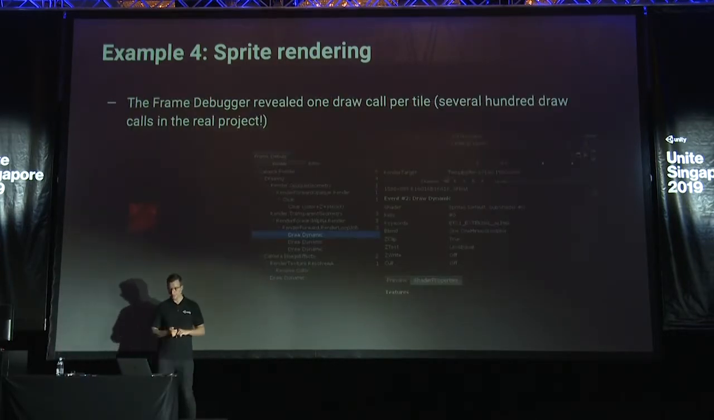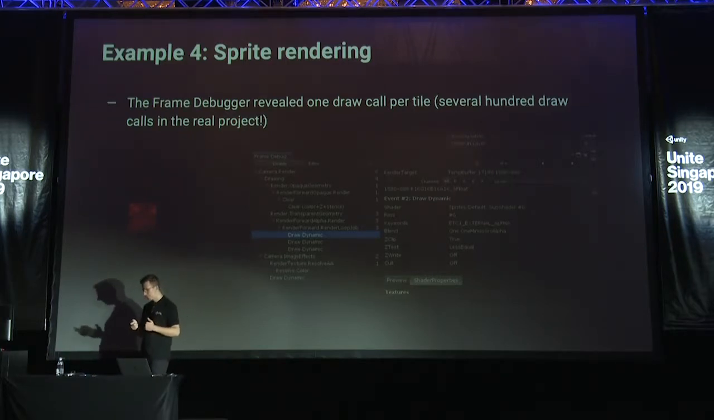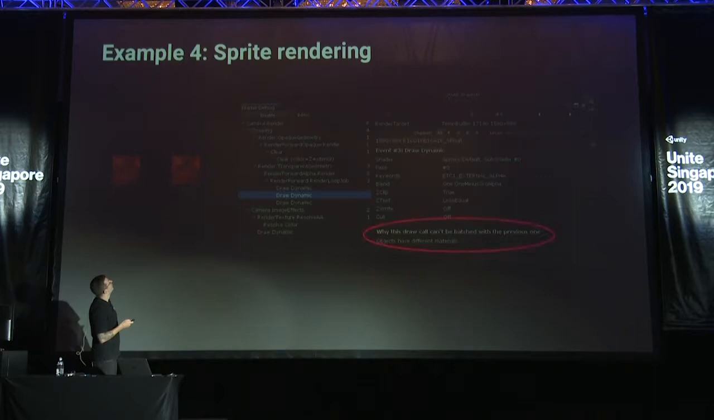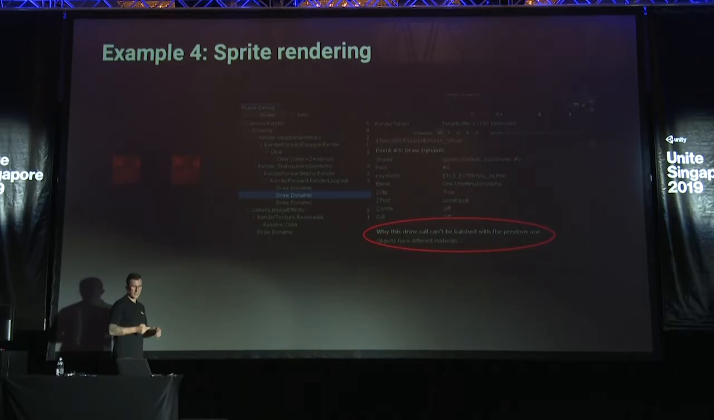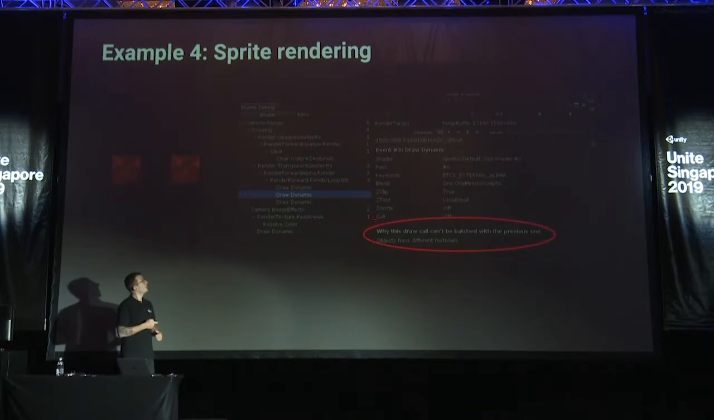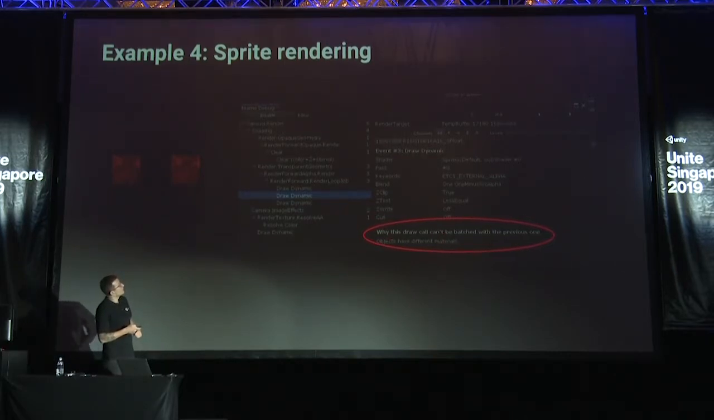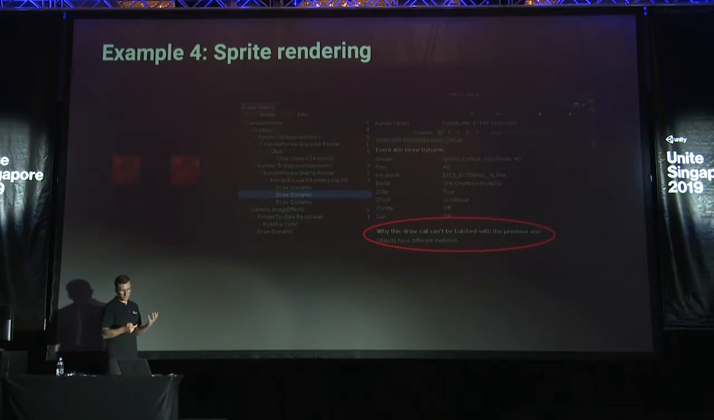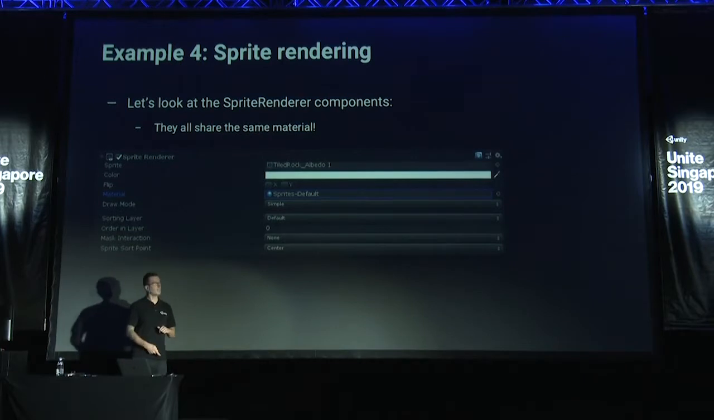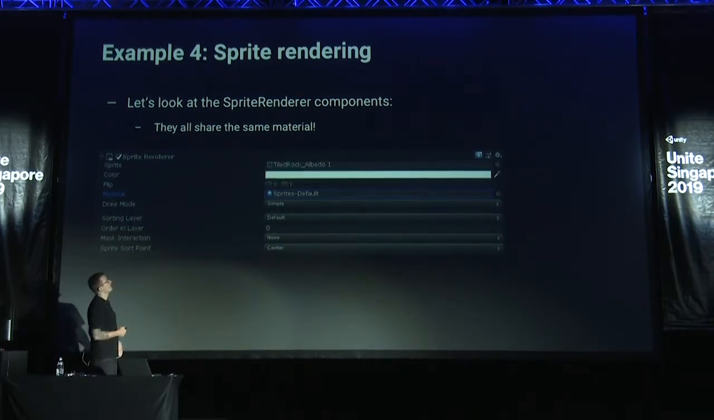But then the frame debugger revealed to us that we are having 3 draw calls. We are rendering 3 tiles, and they generate 3 draw calls, right? But they all have the same material, so they should be rendered in one batch. So what was happening? We saw this message, why this draw call can't be batched: because objects have different materials. But then we came back to the editor, and we saw that, hey, in the editor, they use the same Sprite default material. Where's the problem?